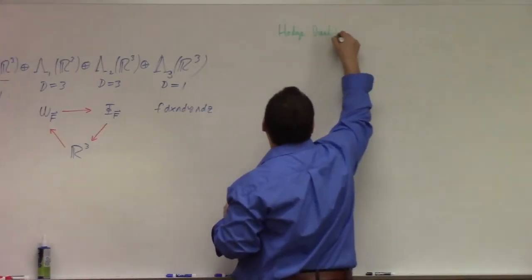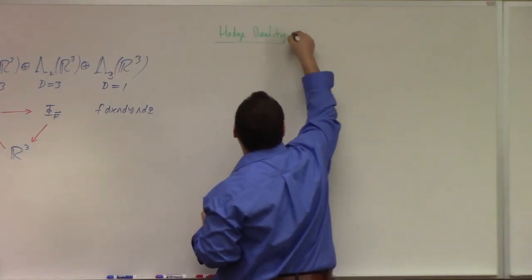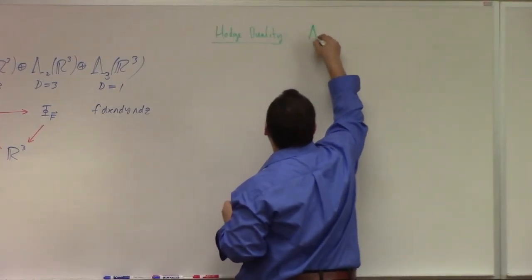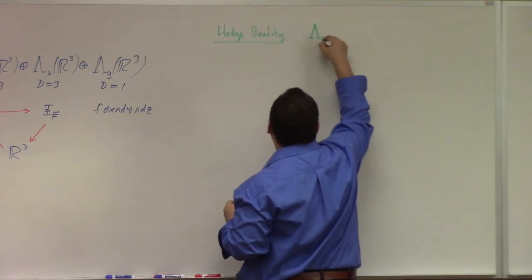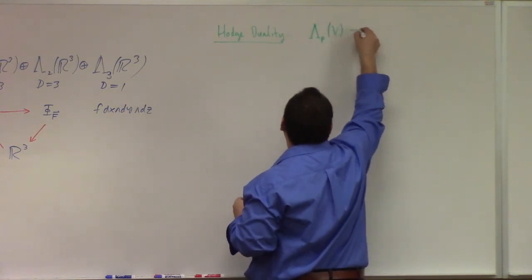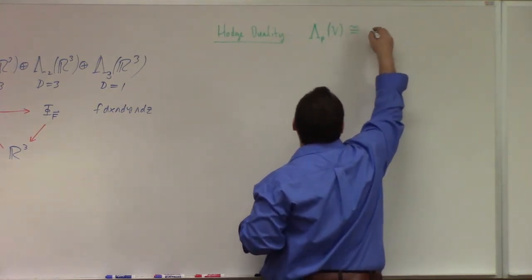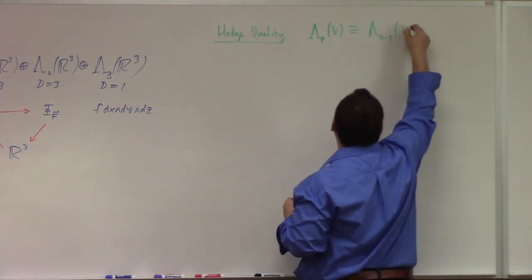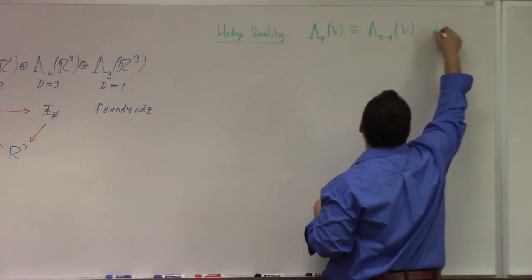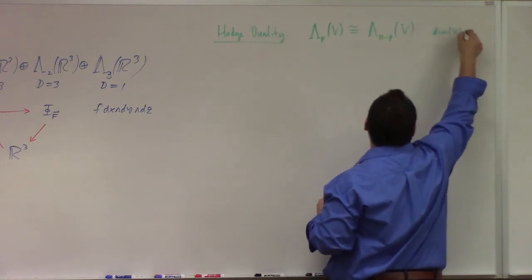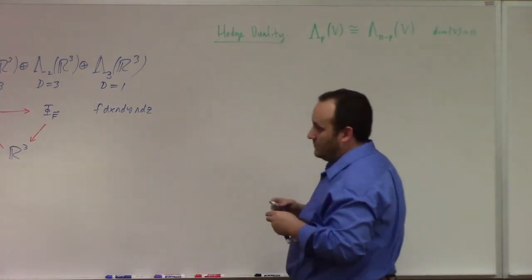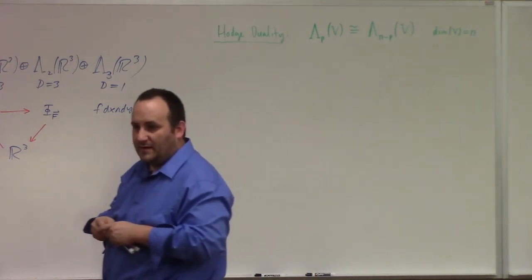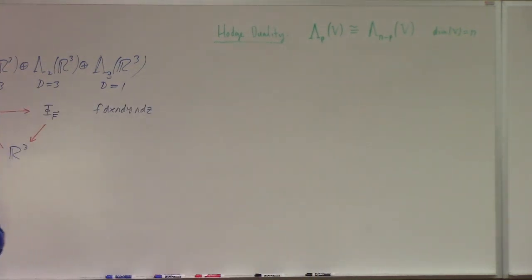So what Hodge duality points out is that at its base is this observation that if we look at p-forms over V, these are isomorphic to n minus p forms on V. Here the dimension of V is n. There's some kind of correspondence between p and n minus p forms. This is the Hodge dual.